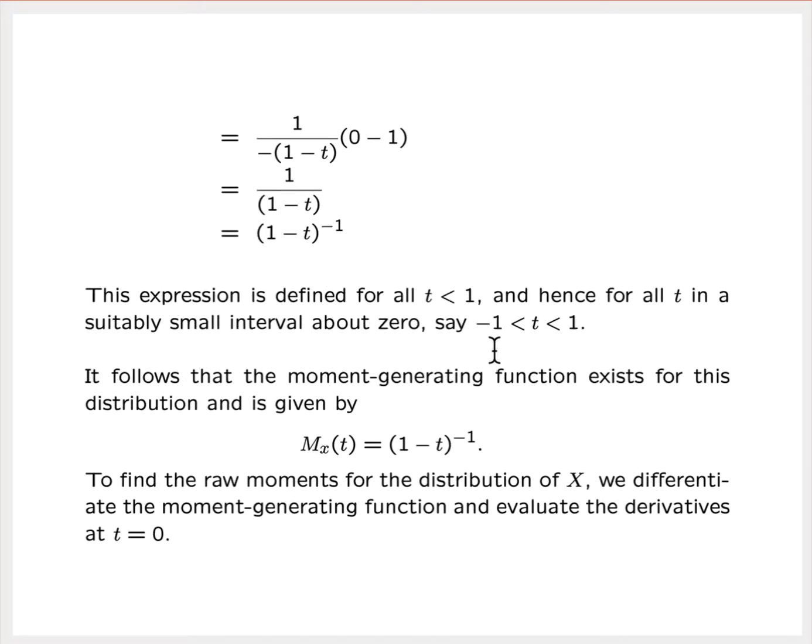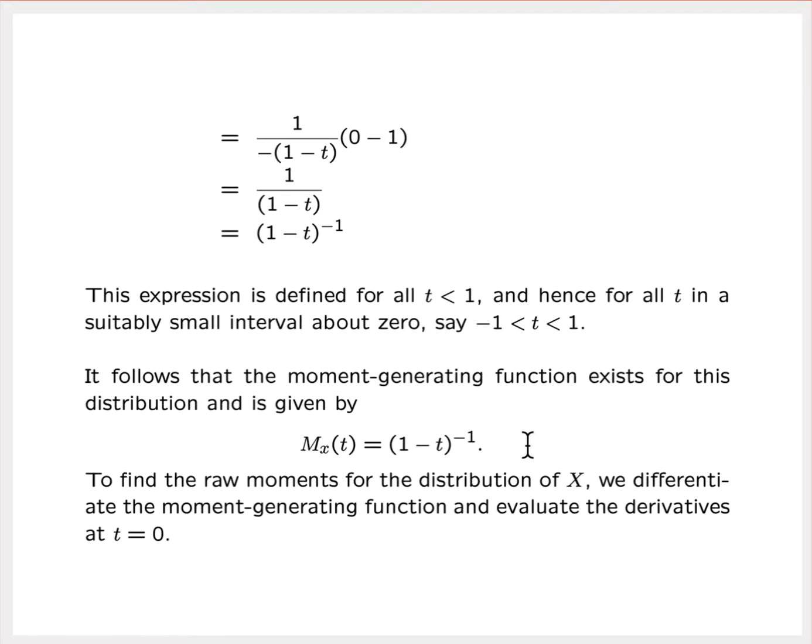And so we have confirmed that that is indeed the case. We've identified a particular interval around 0 within which this expectation exists for all values of t. And so therefore, it follows that the moment generating function exists for this distribution and is given by either of these expressions. Okay, and I'm going to again write this for convenience sake as 1 minus t raised to the negative 1 power.